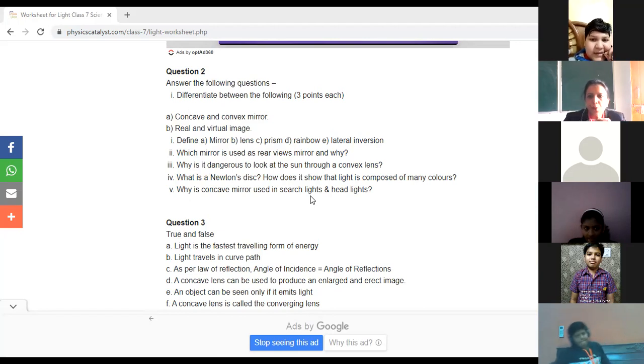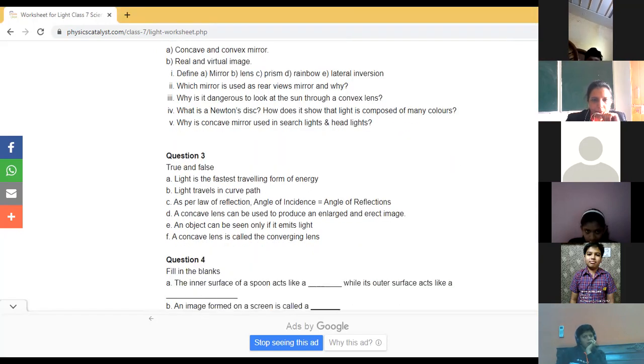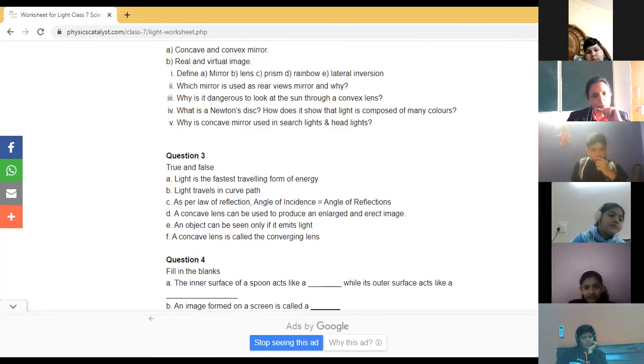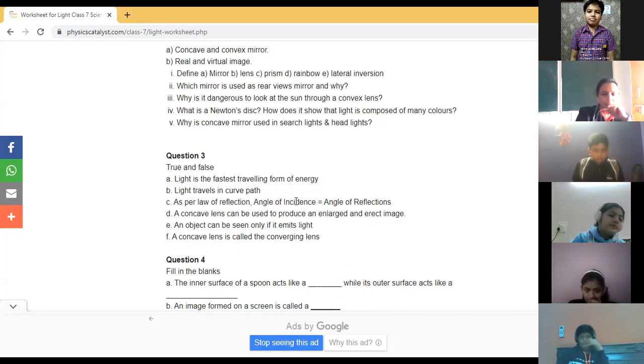Next, you have to tell whether it is true or false. Light is the fastest traveling form of energy. Agreed? Yes, it is true. Second, light travels in a curved path. False. As per the law of reflection, angle of incidence is equal to angle of reflection.